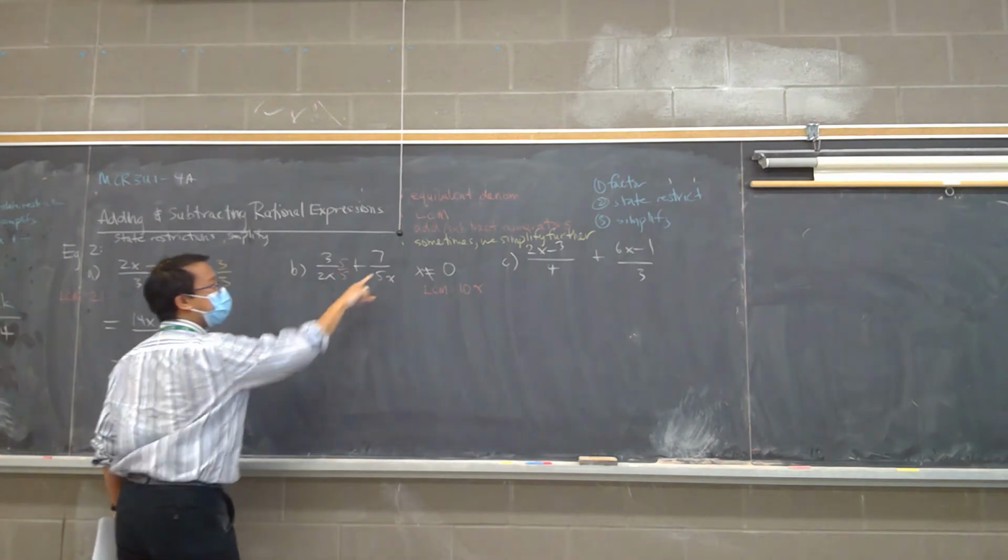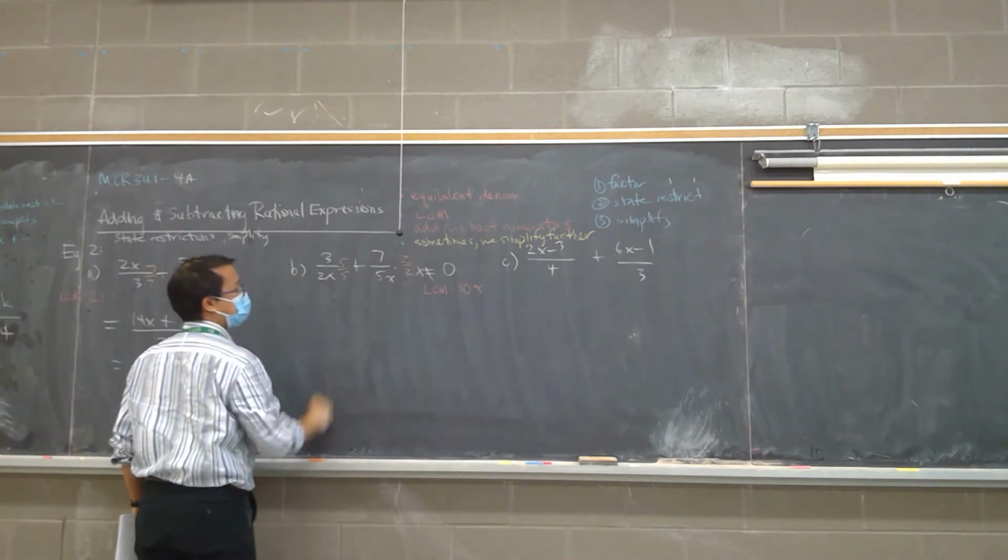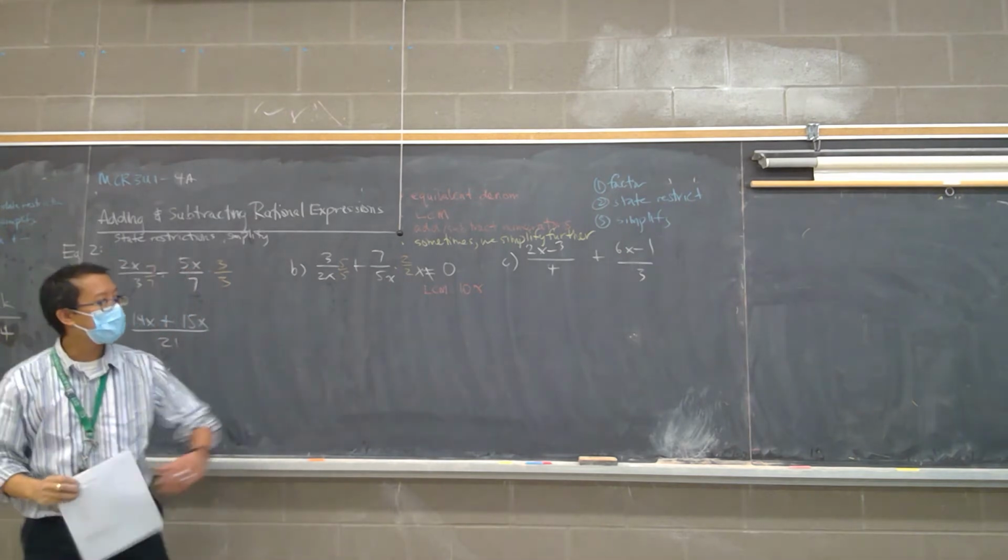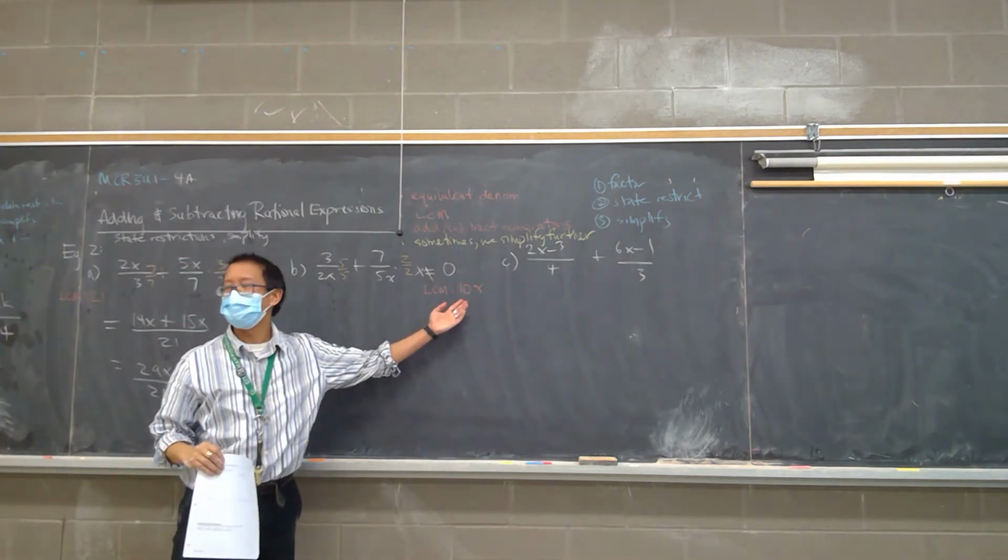That's all it's missing. This one's missing a 2, because both of them actually have x's there. So that's how you get this 10x. That's how some students do it.